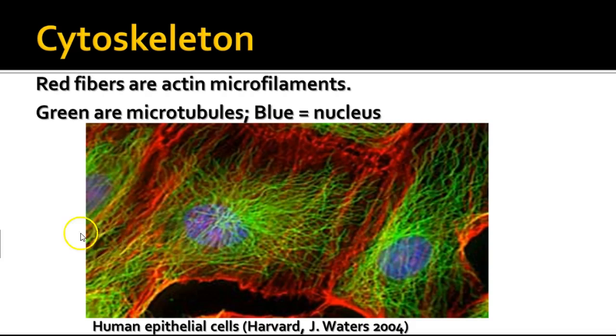This picture kind of shows you several things together. The red fibers are actin filaments, the green are the microtubules, and the blue thing that you see here in the middle is the nucleus.